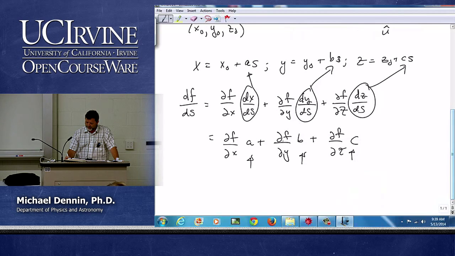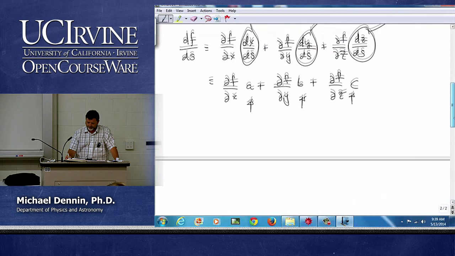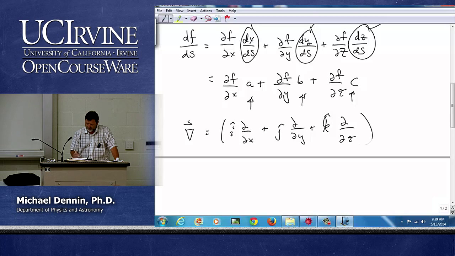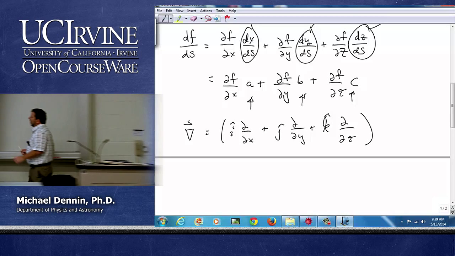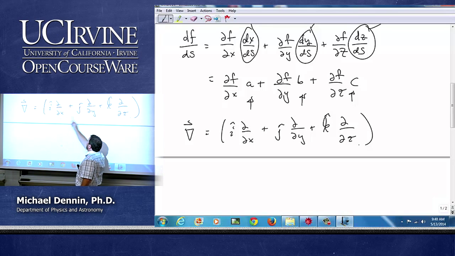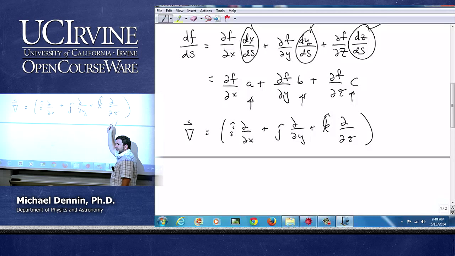And that is why we're motivated from this expression to define a vector operator. Oh, actually, I was writing it correctly the first time. So the partial derivatives are the components of the vector, and so it's i hat d by dx, j hat d by dy, k hat d by dz.